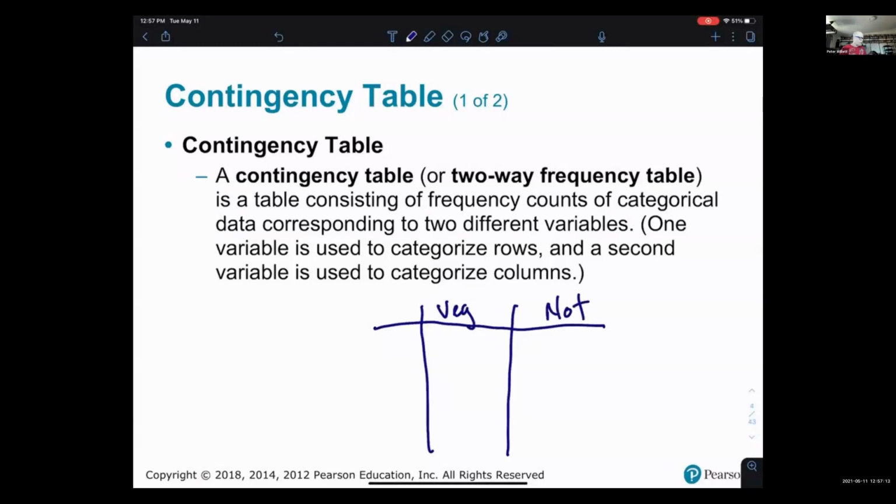So in these columns, if someone's a vegetarian, they go into the vegetarian column. If they're not, they go into the not column, not a vegetarian. And then in the rows, I'm going to have another categorical separation of the data in which I'm going to put whether someone's car is a convertible or not.